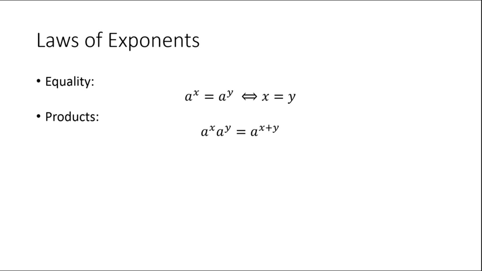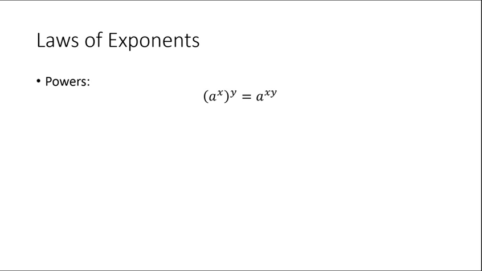If you have two exponents multiplied together with the same base value, you can take the base value to the exponent x plus y, so adding the two exponents together. If you're dividing the same base value with two different exponents, you take that base value raised to the numerator's exponent minus the denominator's exponent.